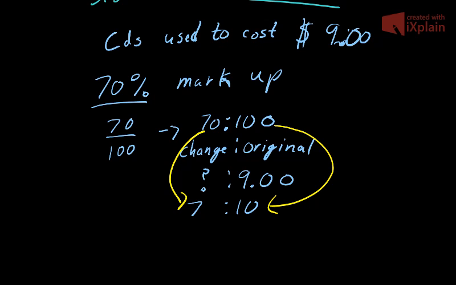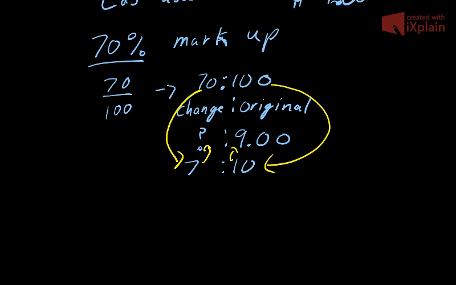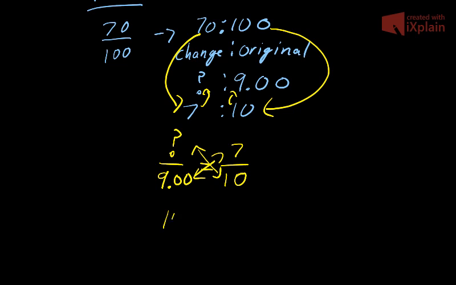Those are the same. And now I'm just looking at these numbers and trying to figure out how I can get my question mark. So what I'm going to do is use my cross product strategy that we've been using. So something to $9 is equal to something to 10. Do our cross product strategy there. So now I have 10 times this something is equal to 7 times $9. 7 times $9 is $63. 7 times 9 is 63.